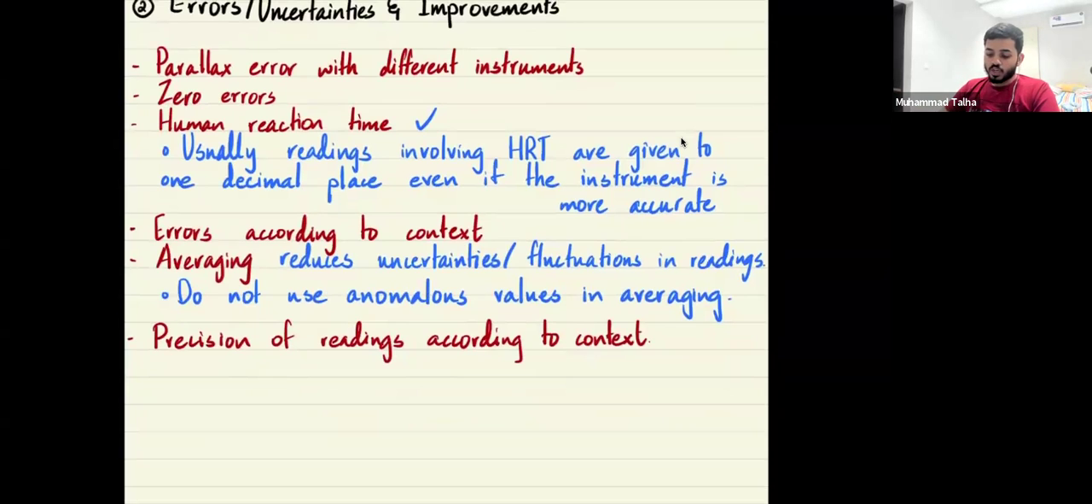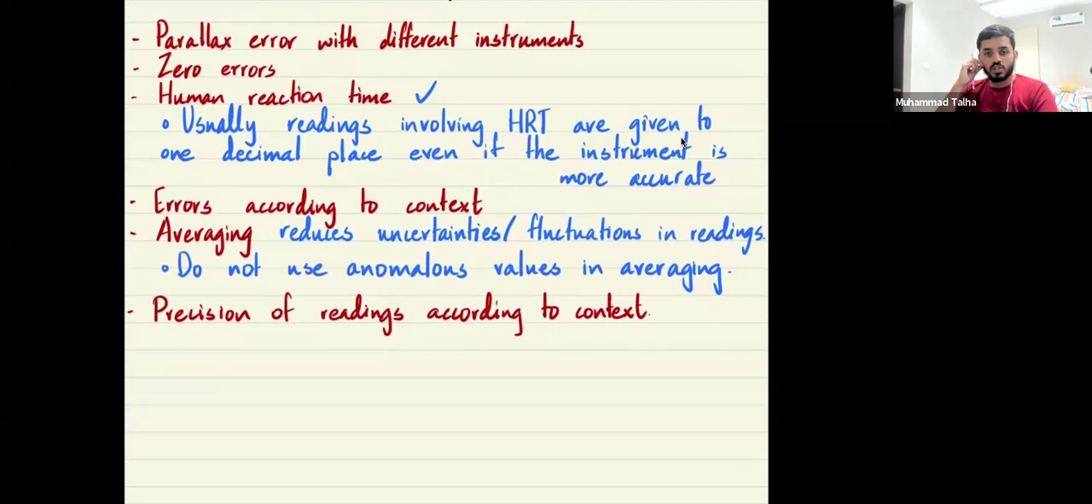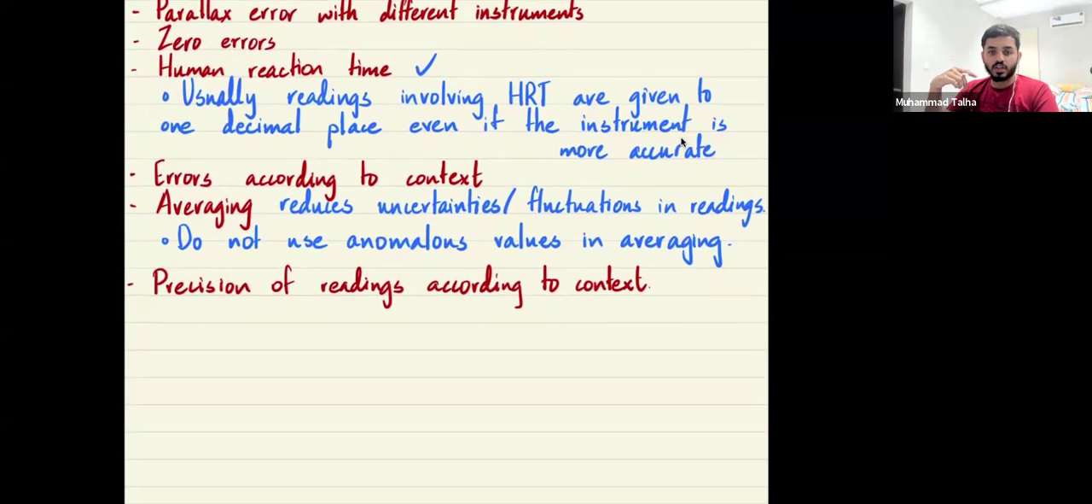And then errors according to context. Again, we've also had ample practice of this. For example, if you are maybe looking at the length of a spring, you would use a clamped meter rule so that the bouncing of the spring doesn't make it difficult for you to take readings. Averaging, so how averaging also is a way to make your readings more accurate.